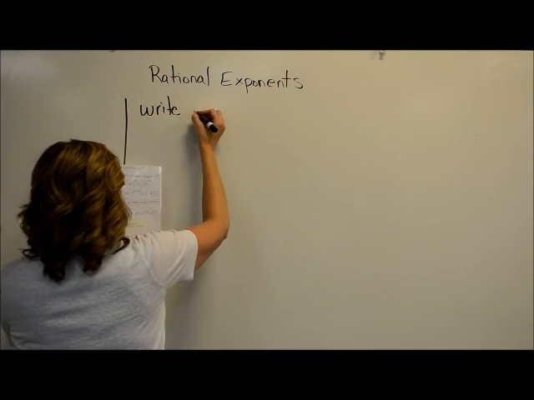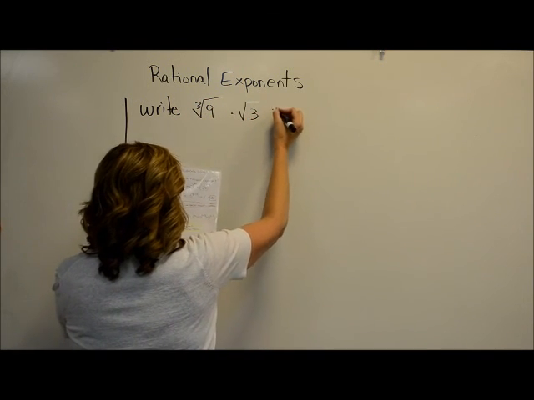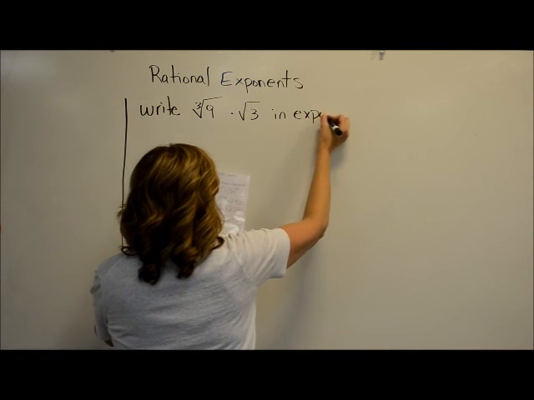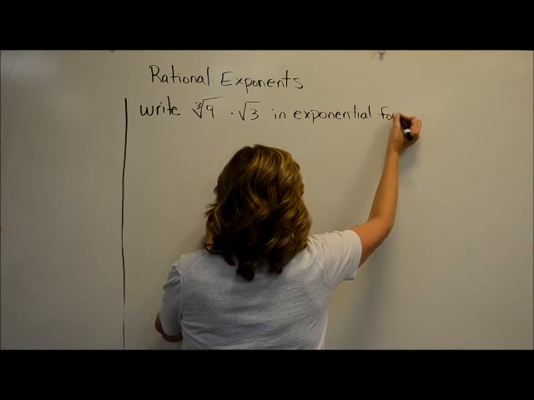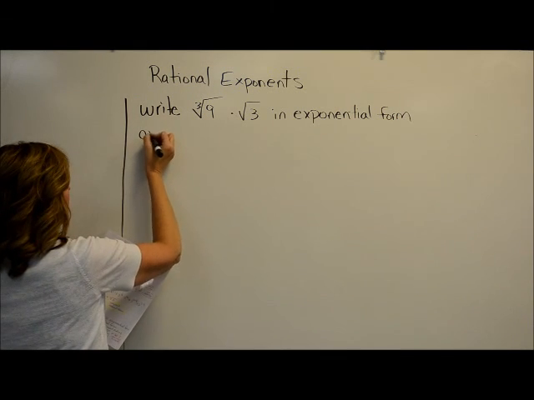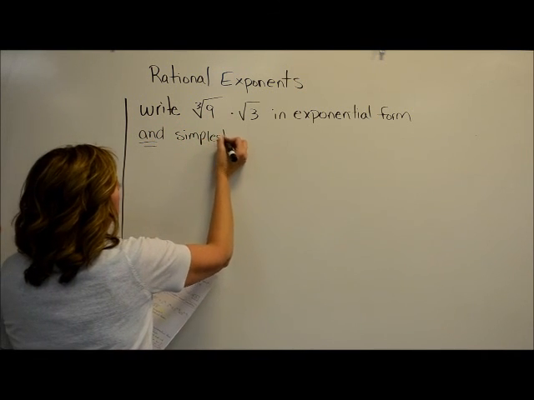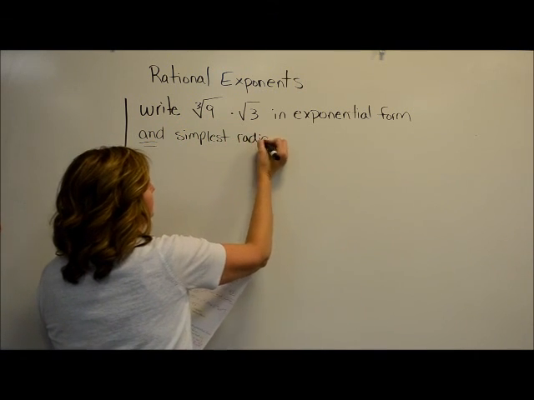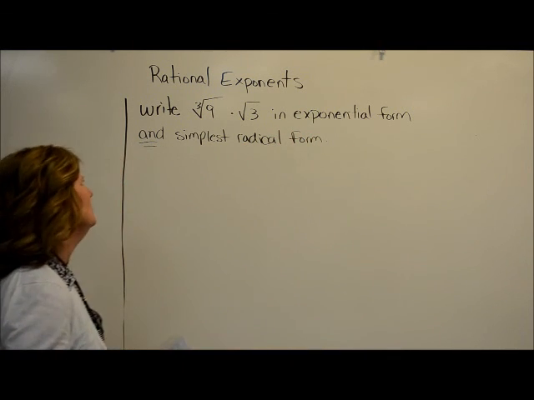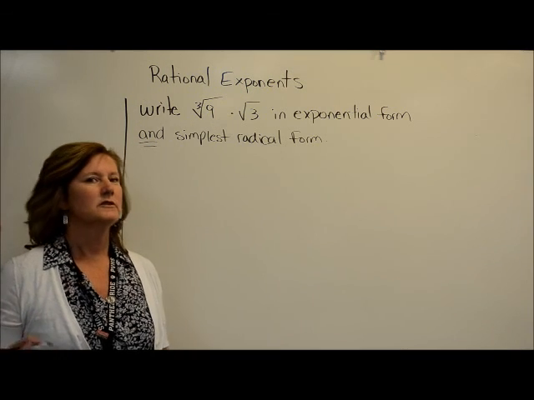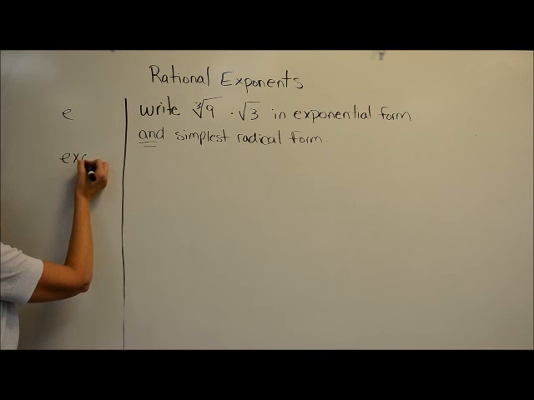Okay, here's the next thing. We're going to write the cube root of 9 times cube root of 3 in exponential form and simplest radical form. Okay, so in exponential form and simplest radical form. So it's exactly what we just did. Here's my example. Let's put it down here. So example.